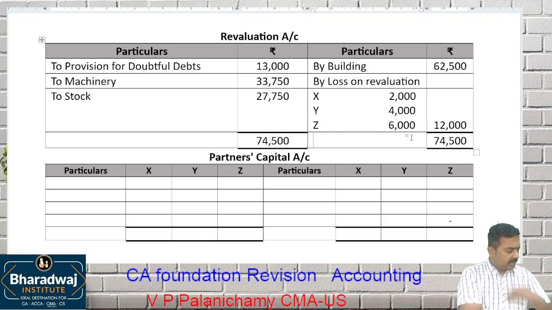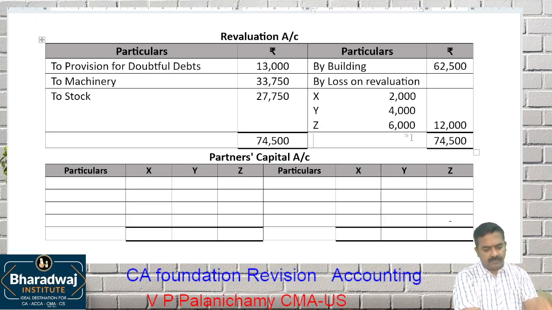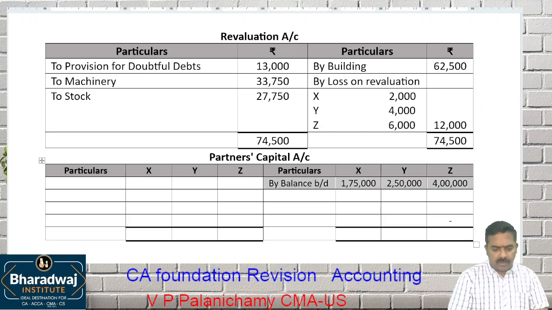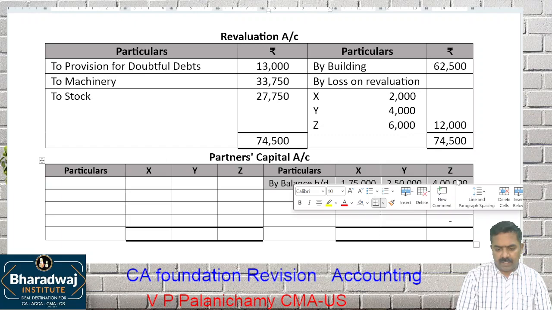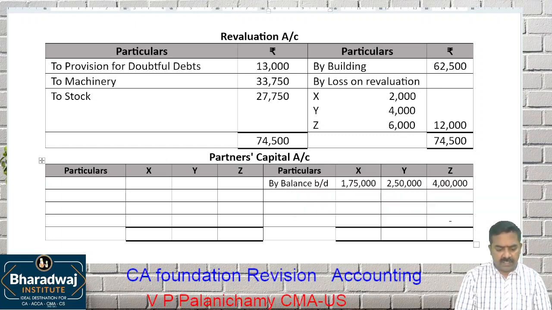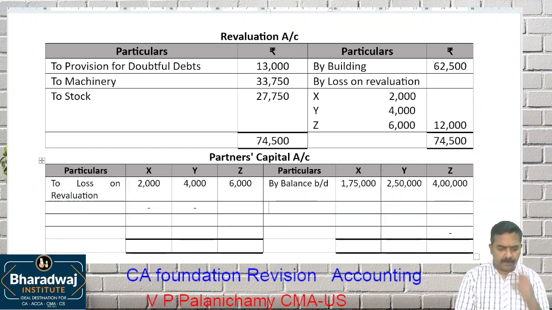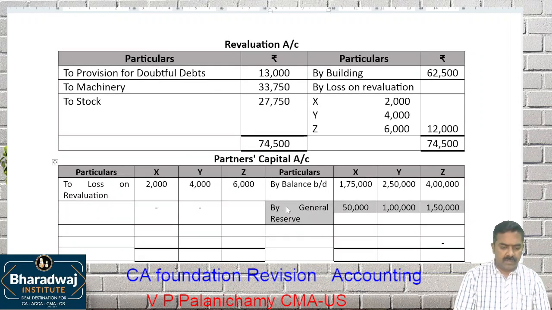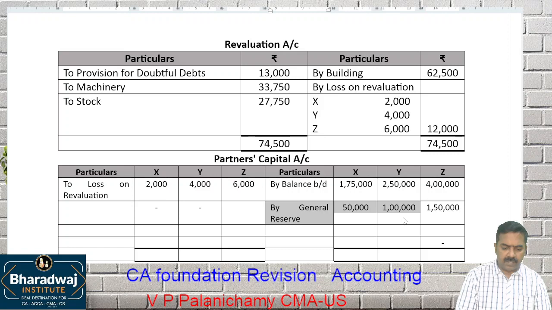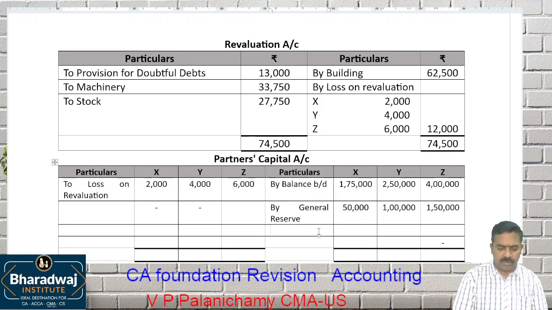Look at adjustment number 2. X and Y will bring additional capital of 5 lakh each. They have to bring in capital. Capital account, opening balance. Then this revaluation loss will be shared. Then general reserve will be transferred to old partners in old ratio, 1:2:3. How will you adjust goodwill?